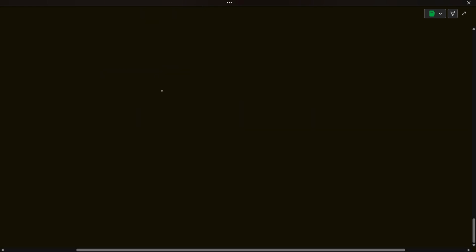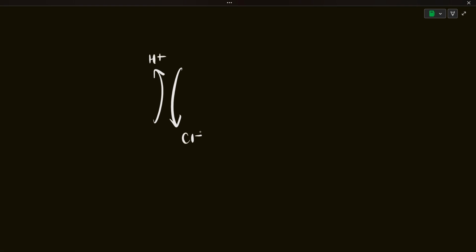Right, the molecules are moving in opposite directions. So one molecule moves in this direction and the other molecule moves in this direction. That is what we refer to as the antiport.